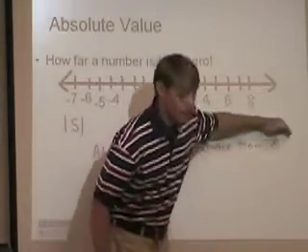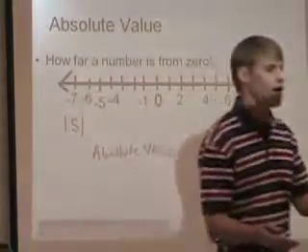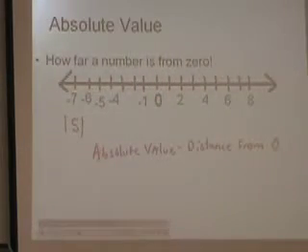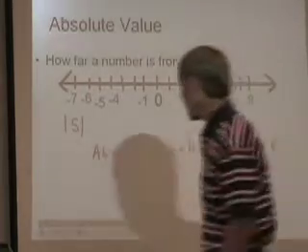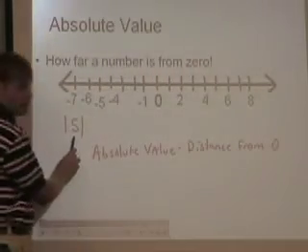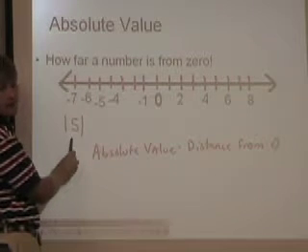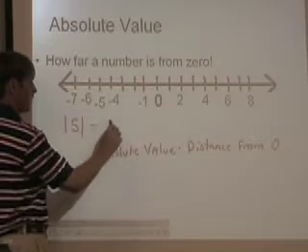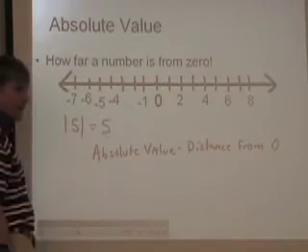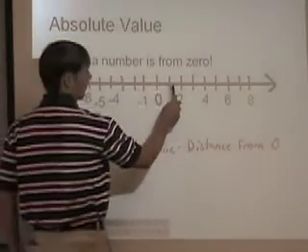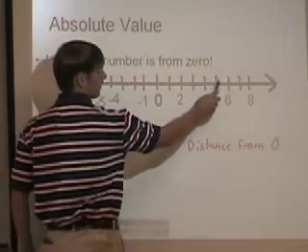So if it's the distance from zero, all you got to do is count how far from zero it is, and you're done. Right? How far is 5 from 0? 5. So the answer is 5. The absolute value, see, watch. 1, 2, 3, 4, 5.